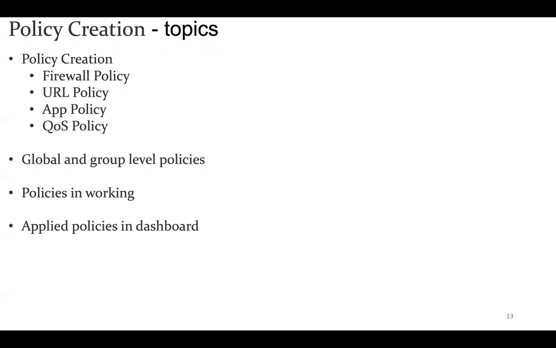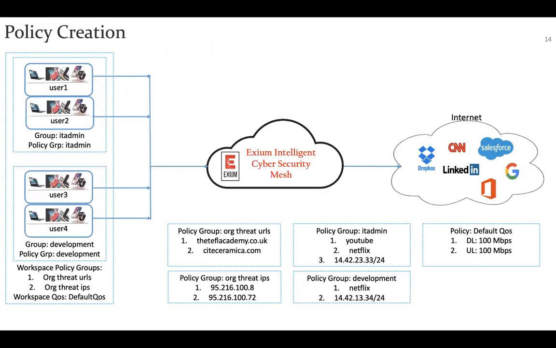So policies, we have different types of policies, like firewall policies, URL policies, app related policies, and quality of service related policies. These are the different policies we will go through over this blog. Before getting into action of creating policies, we would like to cover how it works at a high level.